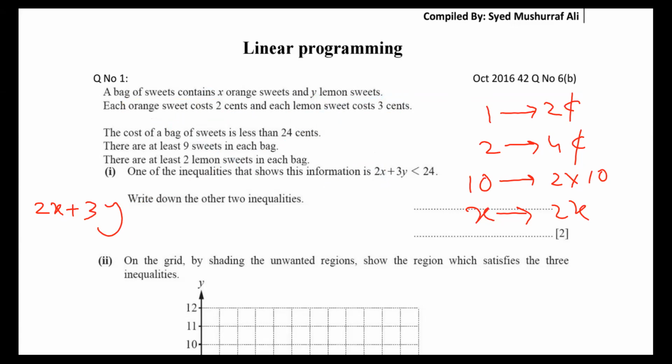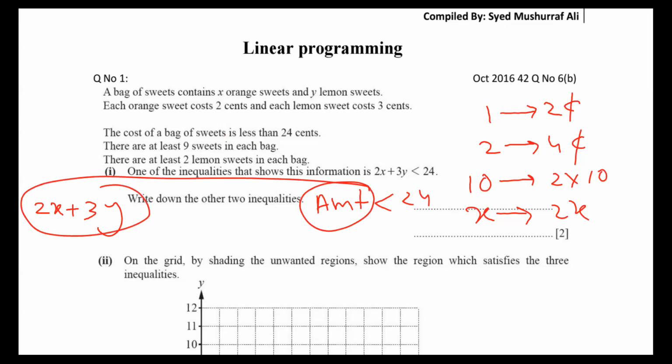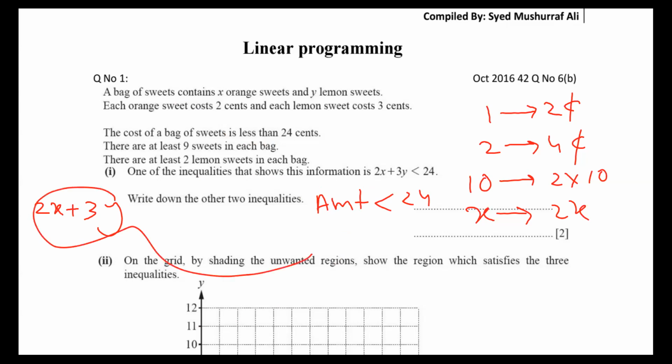Read this line: the cost of the bag of sweets is less than 24. I repeat my words, less than 24. I repeat, the total amount is less than 24. So if I put that value here, the equation turns out like this. I'm going to write it now: 2X plus 3Y is less than 24. And luckily, this inequality is given by him.